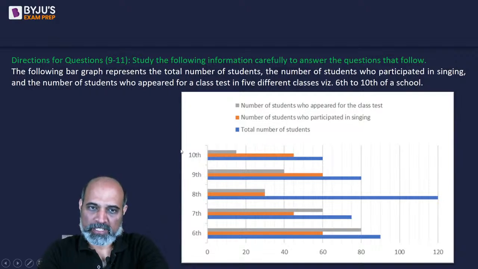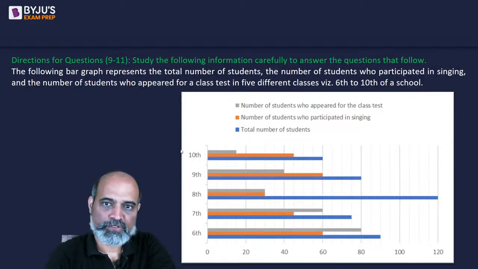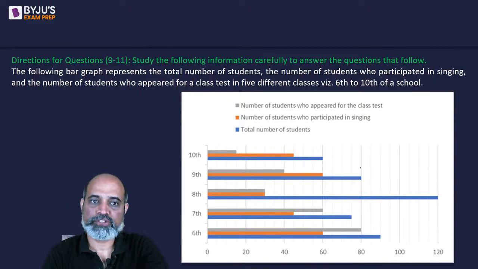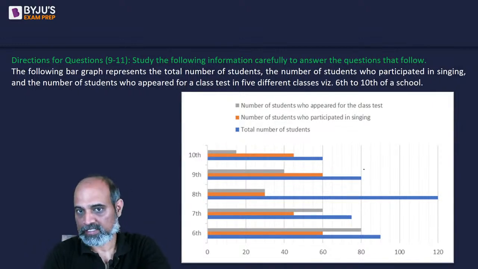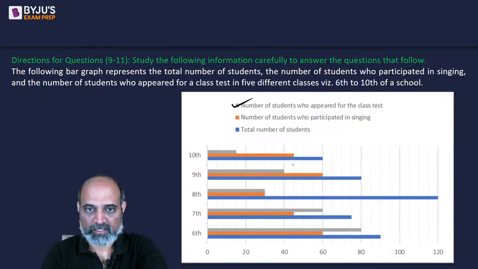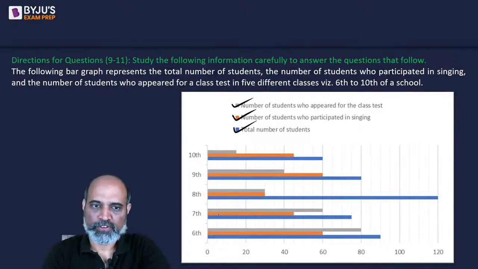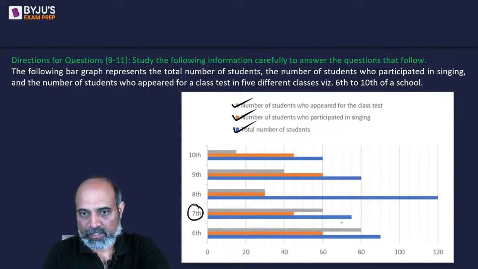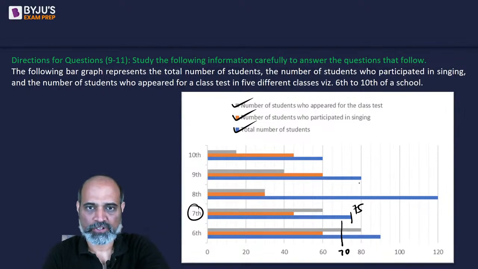The following bar graph represents the total number of students, the number of students who participated in singing, and the number of students who appeared for a class test in 5 different classes, that is 6 to 10th. So the gray one denotes the number of students who appeared for class test, orange who participated in singing, and blue one total number of students. So let's pick a particular standard. If you look at standard 7, total students who appeared were, this should be 70. So this looks more like 75 or 74. So right, we are not sure. The data is not given.